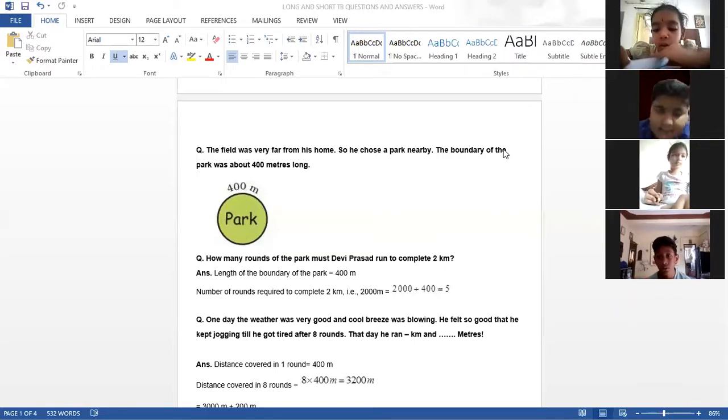Each round is 400 meters. So 5 times means 5 into 4, and you will get the answer. So the length of the boundary of the park is 400 meters, and the number of rounds required is 2000 divided by 400. That's the answer.